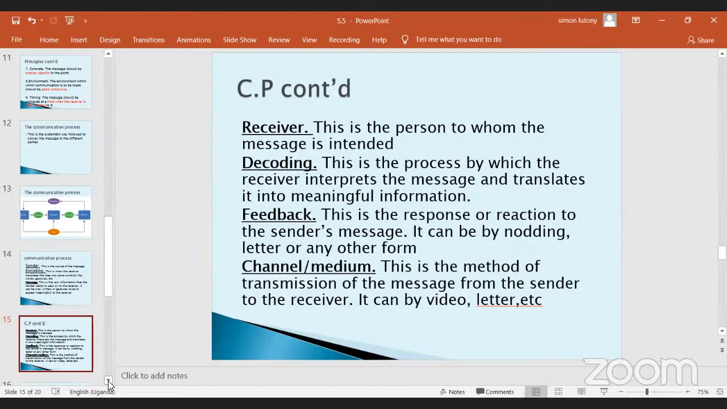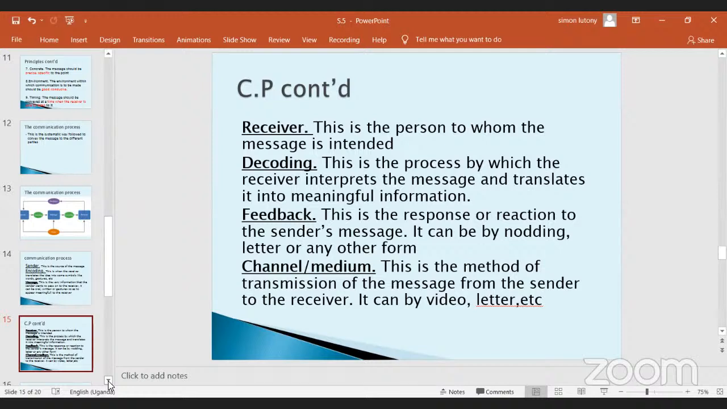Moving on, there is what you call a channel. Can you read for me what you see under channel? This is the method of transmission of the message from the sender to the receiver. It can be by video, letter, etc. All right. So under channel, we are referring to the medium.